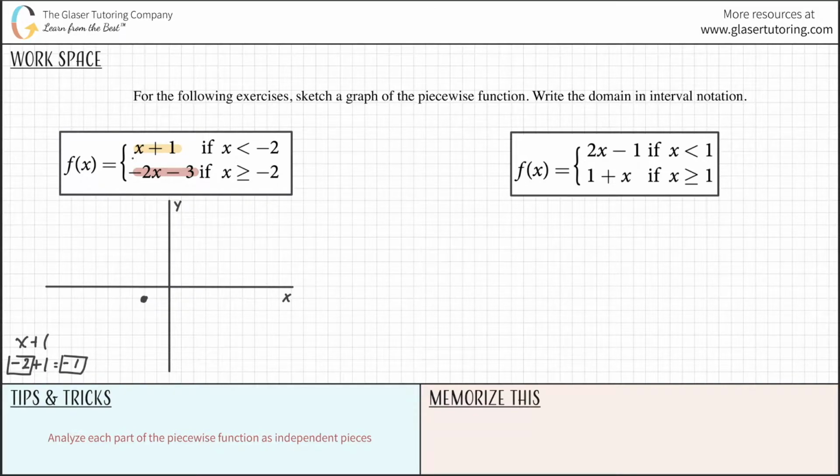However, do not fill in this point. Why? Because it didn't say equal to -2. It just said less than, all right? So just put a nice open circle there, all right? Now, that's great. Now what we'll do is take another value, some value that's less than -2. All right. Let's do -3.